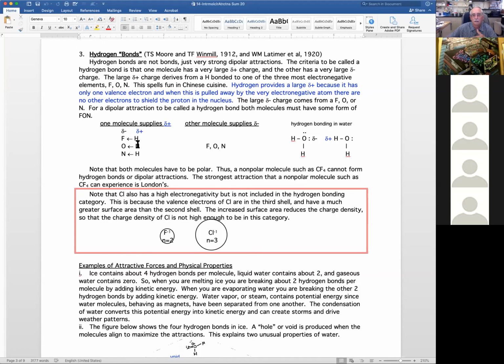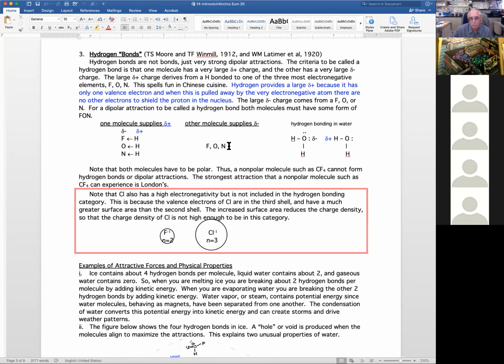Then how do we get a large partial negative in the other molecule? The other molecule simply has to be polar, and it has to contain an F, an O, or an N. So essentially, both molecules have to have some form of fun.